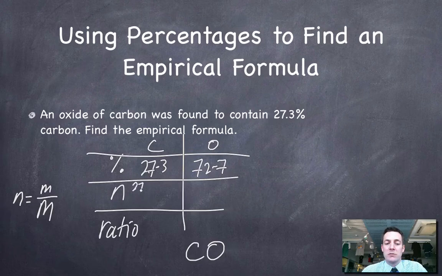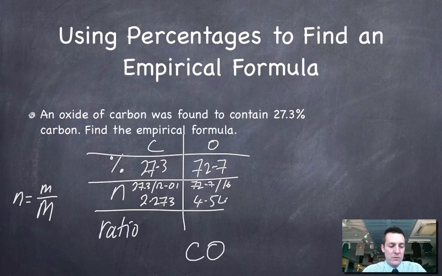I've got to take the 27.3 and divide it by the molar mass of carbon, which is 12.01, and I've got to take the mass of oxygen, in this case the percentage, but I'm treating it as a mass, and divide it by 16 because that's the molar mass of oxygen. And if I do that, I find that I've got 2.273 moles of carbon and 4.544 moles of oxygen.